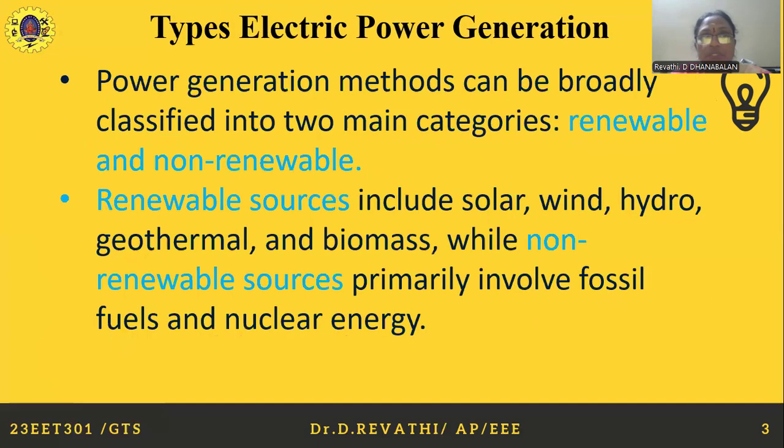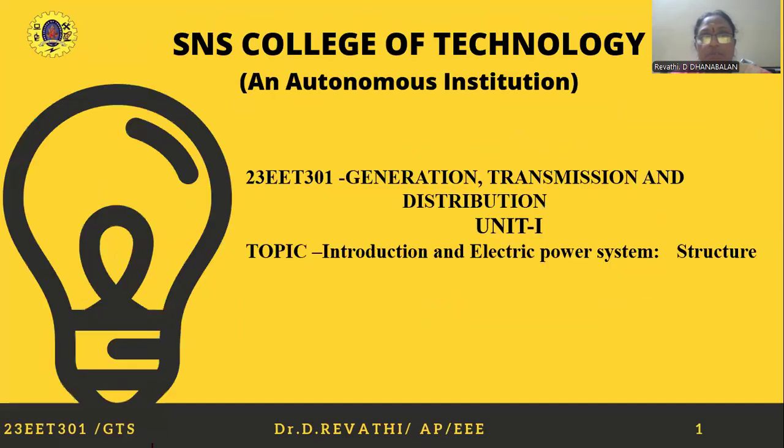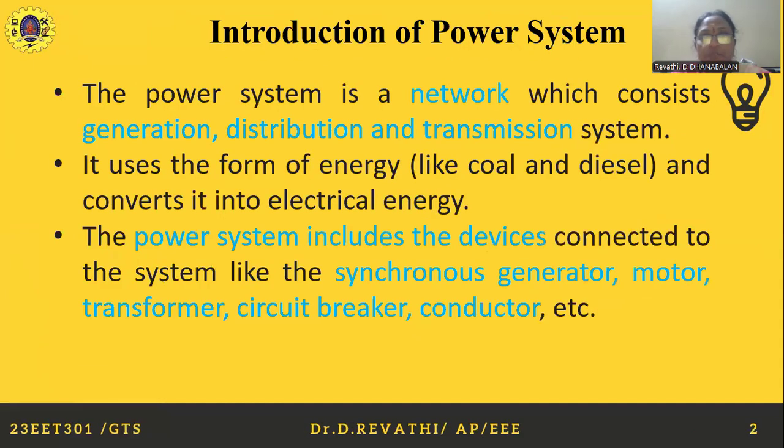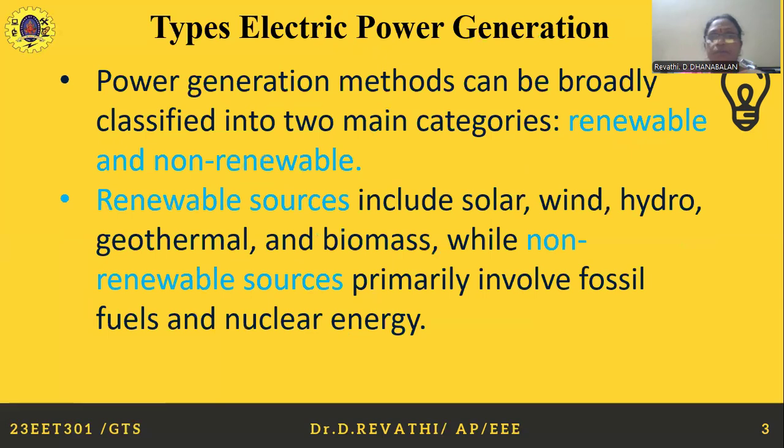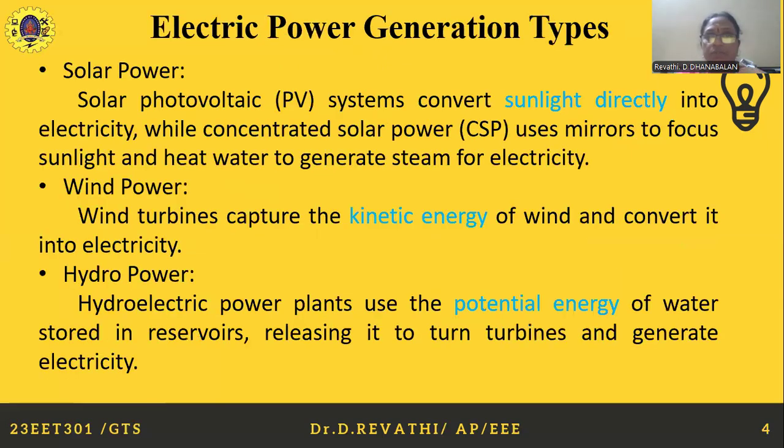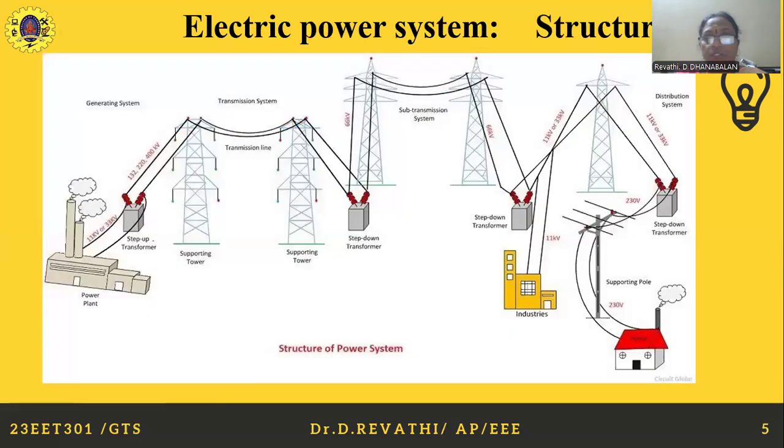Remember, in today's lecture we saw the introduction of the power system, which is a network consisting of generation, transmission, and distribution. The components included are the devices connected in it: synchronous generator, motor, transformer, circuit breaker, and conductor. Then we discussed the renewable and non-renewable sources. So let's see in the next class.